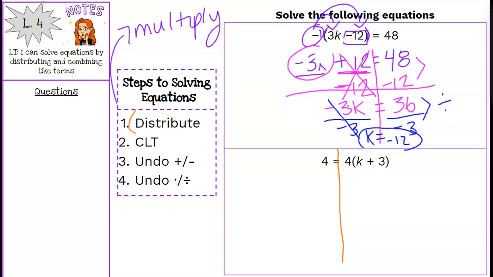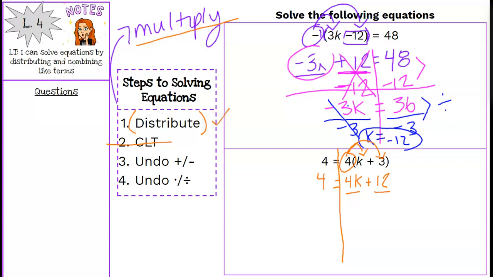So we need to distribute because we see parentheses. We're going to multiply 4 times k. 4 times k is 4k. 4 times 3 is positive 12, so I'm going to put plus 12. Equals 4. That 4 is still over there. Now if we look on the side with our variable, 4k and 12, we cannot combine like terms because we don't have like terms. One has a k, one does not.